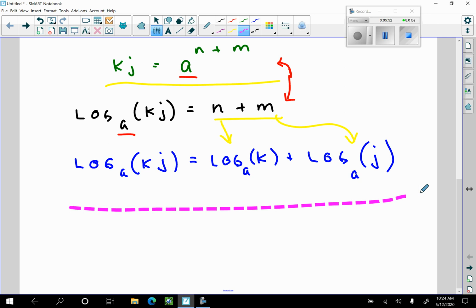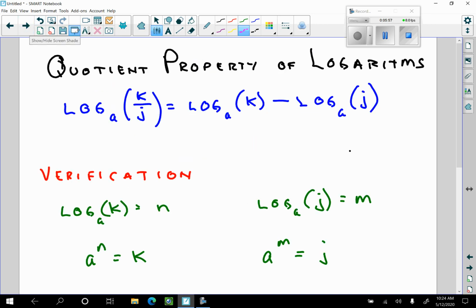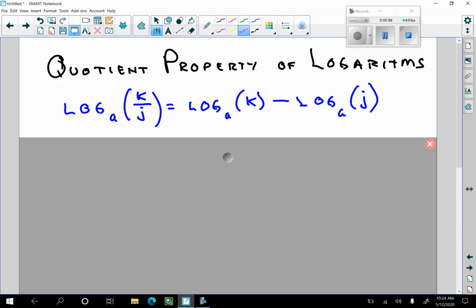But now I'm going to go over the quotient property of logarithms. You will need to know this on the IXLs and next year. For the rest of your mathematical career, you will need the quotient property of logarithms. And it's called the quotient property because look what I'm doing. I'm taking the log base a of a quotient, k divided by j.